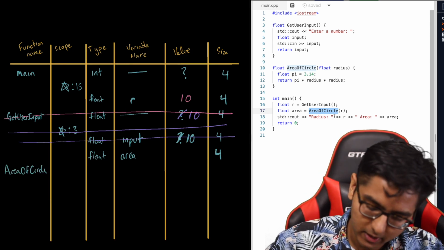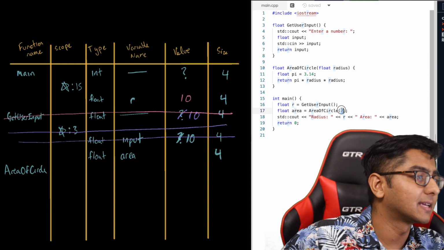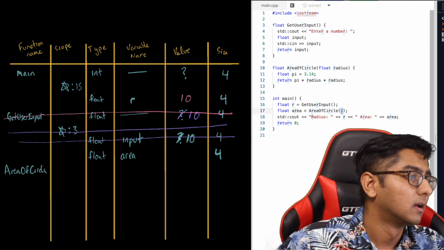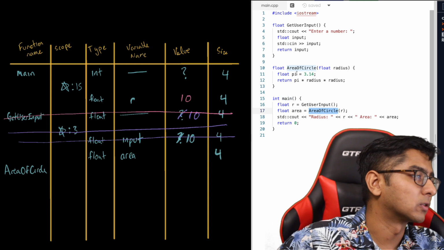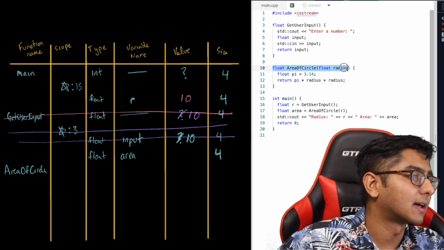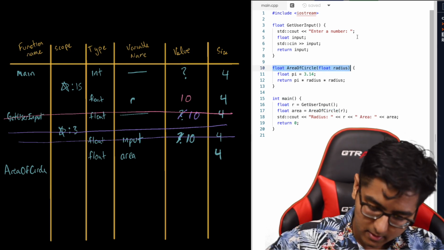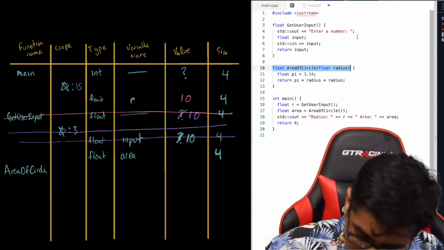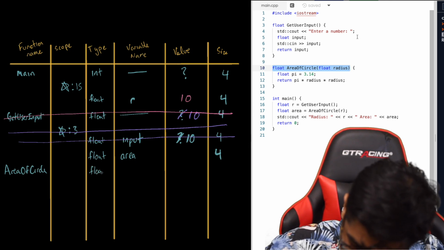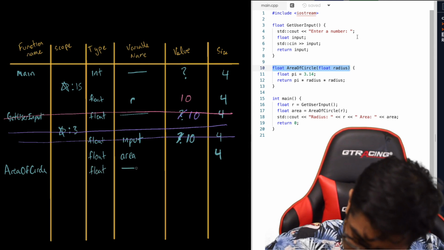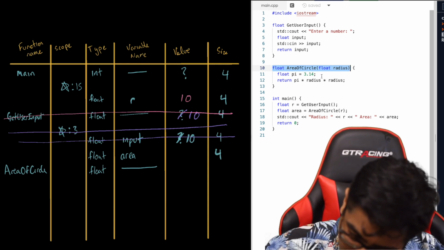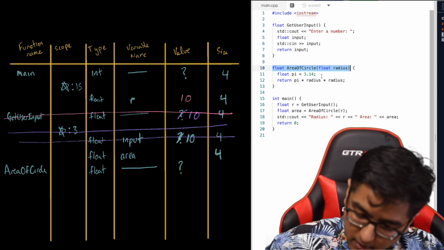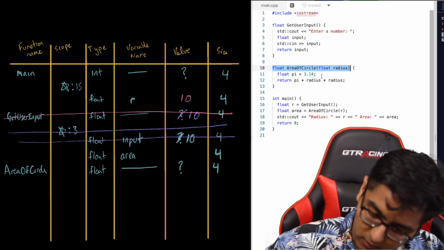And in the area of circle function, I know I'm going to be taking in a parameter this time. So before I do anything, I'm going to find the definition of the area of circle function. That happens above on line 10. The type of an area of circle function is going to be a float. It doesn't have a variable name because it is not one. And the value so far is a question mark. And the size is going to be a 4 as well.